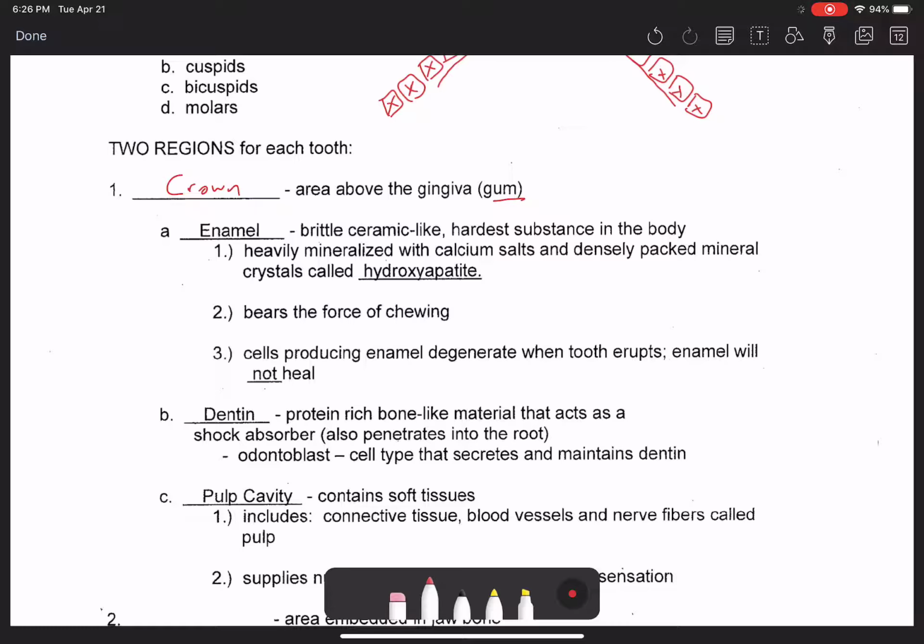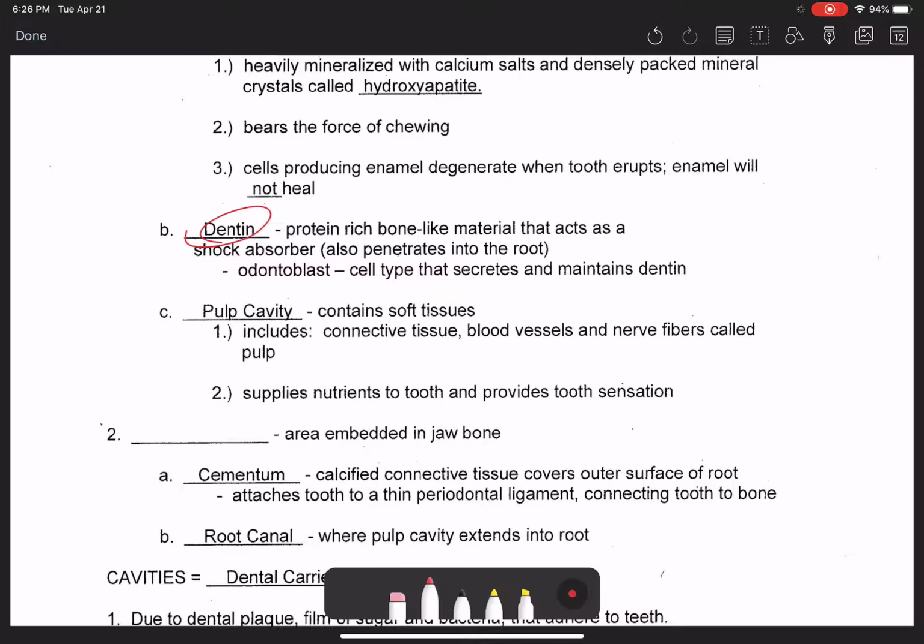And then here we just have a little blurb on dentin. Dentin is this protein-rich bone-like material that acts as a shock absorber. It not only reinforces the crown, but penetrates inferiorly to the crown to form the ultrastructure of the root. The cell that actually creates the dentin is called an odontoblast, and it basically spends its whole life secreting the proteinaceous material that makes up the dentin, and then also maintaining that dentin.